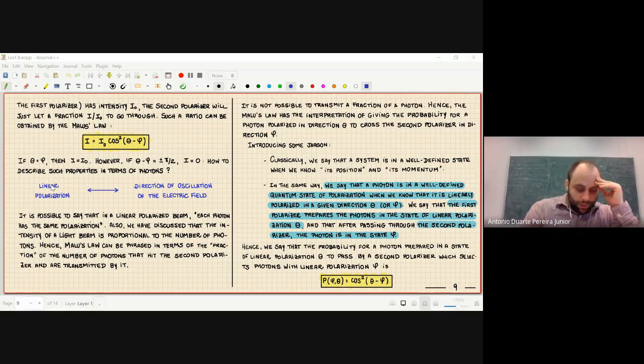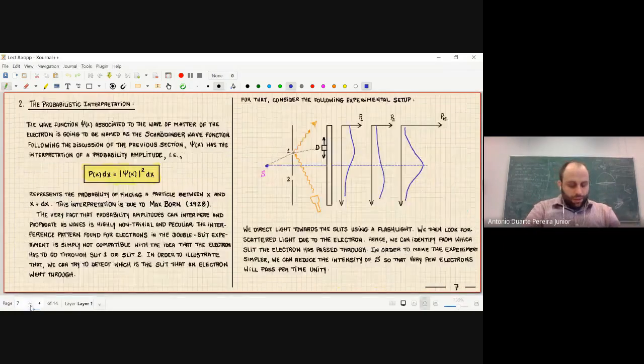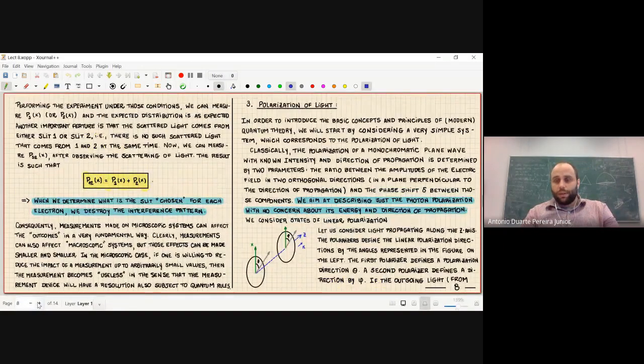Let me just recap the setup. I throw some light, and it passes through the polarizer and has some intensity I, and this light with intensity I will then go through the second polarizer.